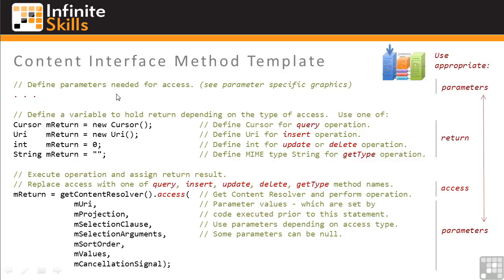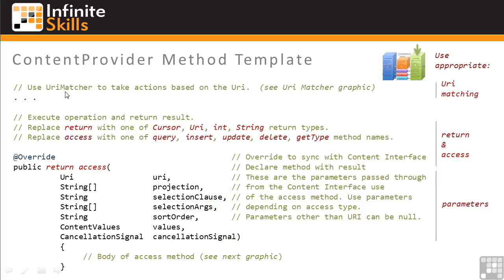Now let's take a look at the companion methods in the content provider. First, you'd use the URI matcher class and methods to take any actions needed for a given URI. And this would be highly application dependent. We've already looked at the Notepad app and seen what URI matching was done there. Next, you'd define the code to override the method in the content interface content resolver that we looked at in the previous code. To do this, you'd make a couple of substitutions.